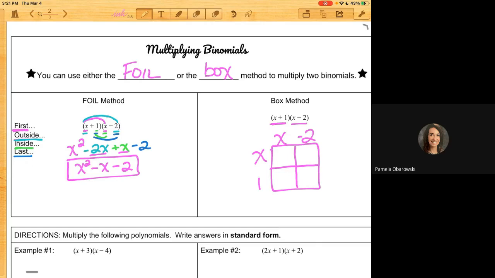So I make my box, I label the first binomial on one side, the second binomial on the other. It doesn't matter if you put the x minus 2 down the side or the x plus 1 across the top, that doesn't make a difference. And now I'm going to multiply.